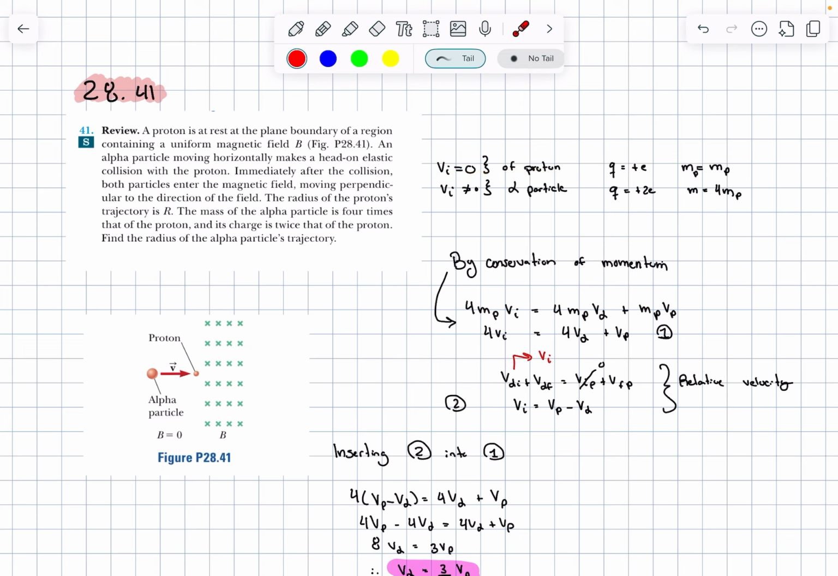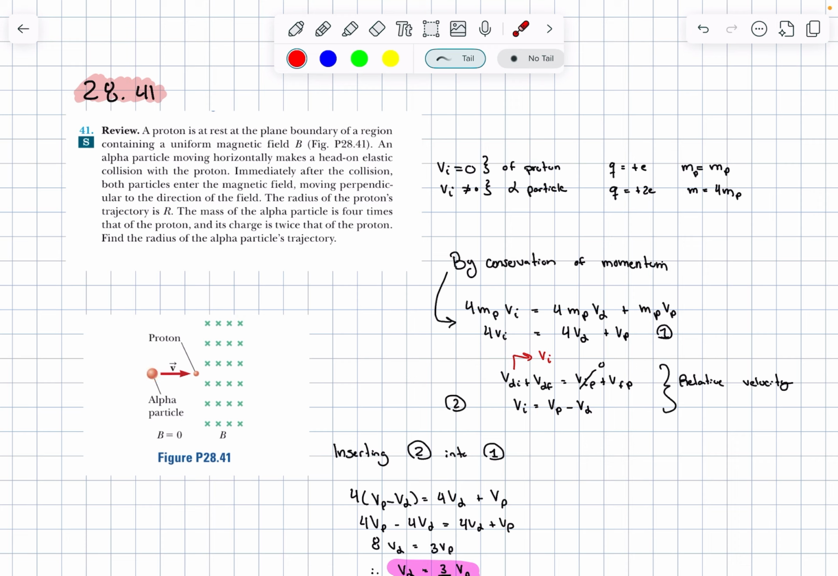We also know a couple more things about the proton. We know that its charge is equal to e, and we know what its mass is, which we're going to call mp, but it's a known value. An alpha particle moving horizontally makes a head-on collision with the proton. So this is our alpha particle, and it hits our proton.